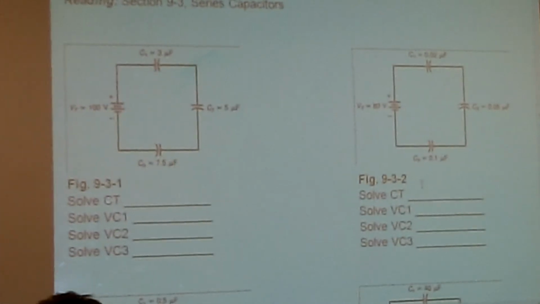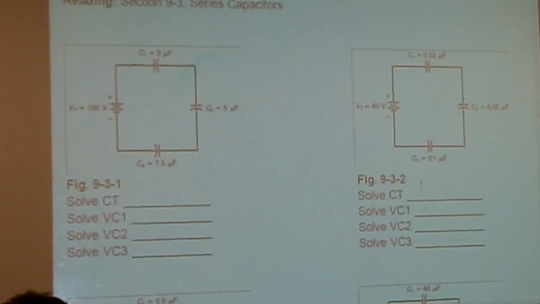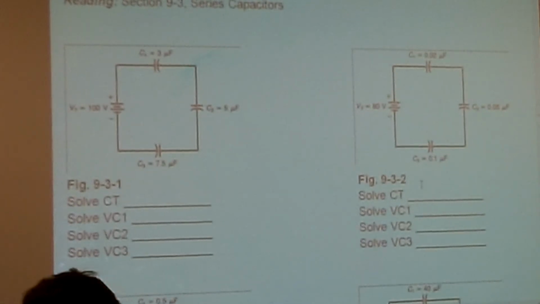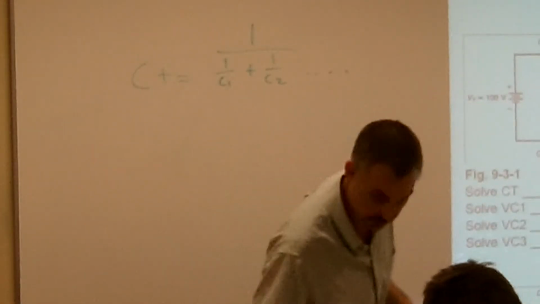So for example, if I want to solve for CT, my total capacitance of this circuit is going to be 1 over C1 plus 1 over C2 and so on. So using your calculator, add up those three capacitors like resistors are in parallel, and calculate out what you get for our total capacitance.